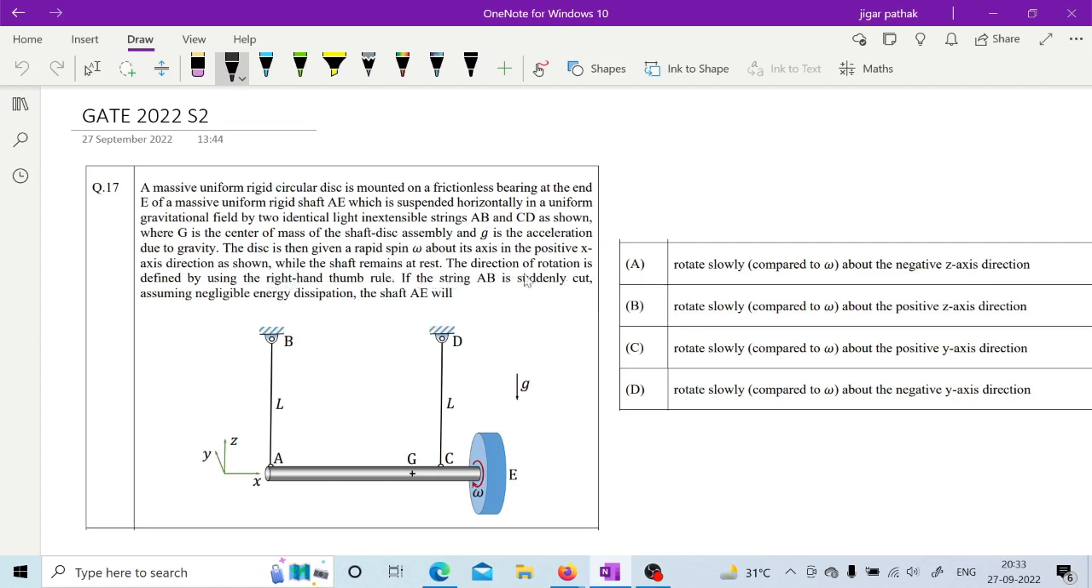Right, now the direction of rotation is defined by using the right hand thumb rule. If the string AB is suddenly cut, assuming negligible energy dissipation, the shaft AE will, what is going to happen to shaft AE if this AB is going to be cut suddenly? So can you try? Yes, sir. Trying. Okay.